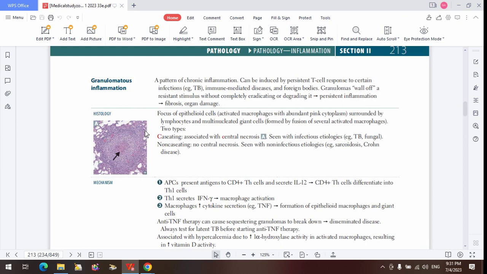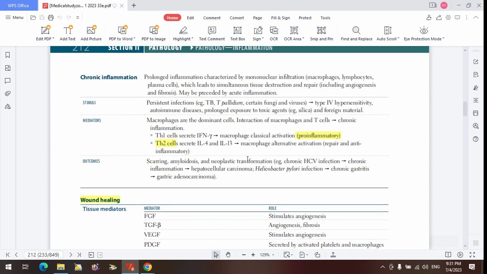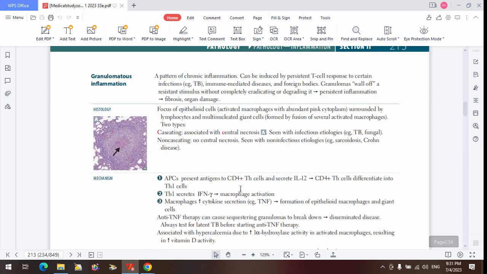So let's go to chronic inflammation. Granulomatous inflammation is a form of chronic inflammation. Here, the inciting stimulus stimulates formation of granulomas, and it is typically mediated by some particular infections, some immune-mediated disease, and foreign body.